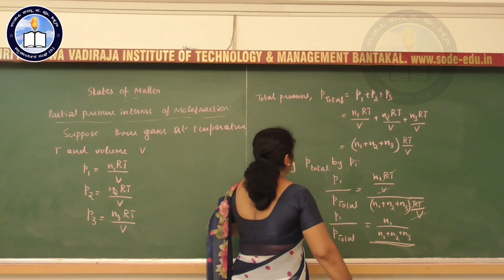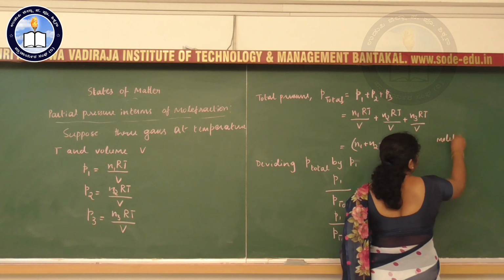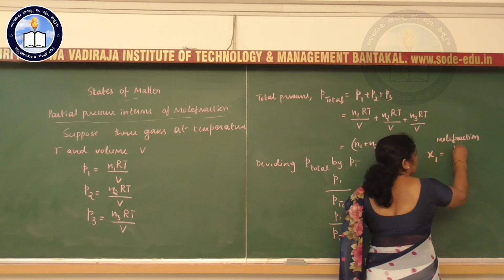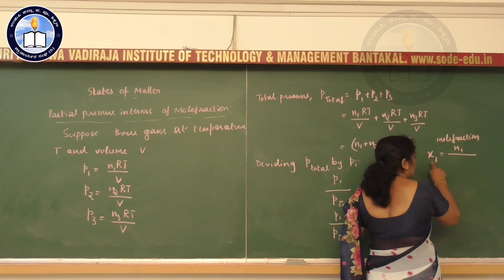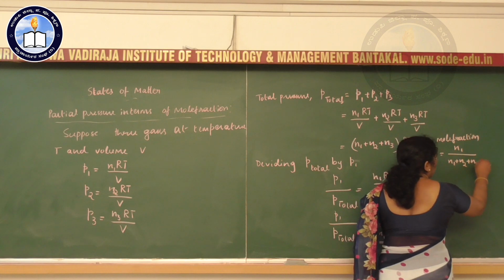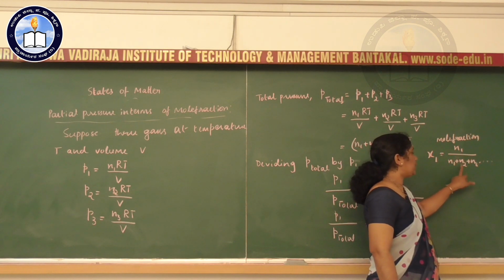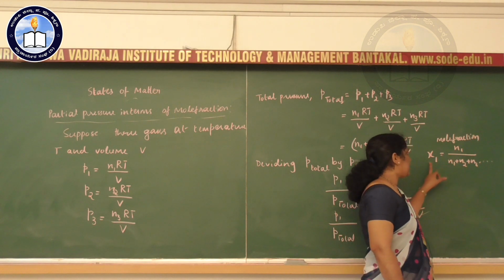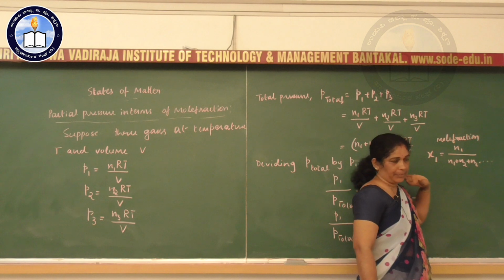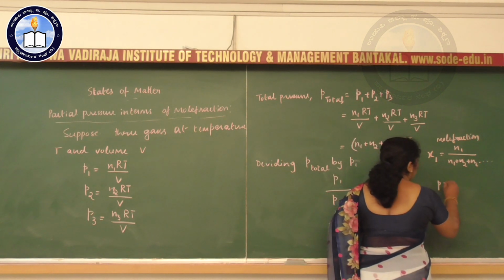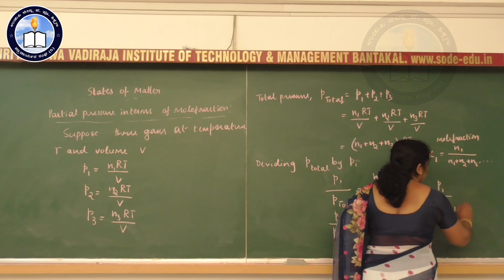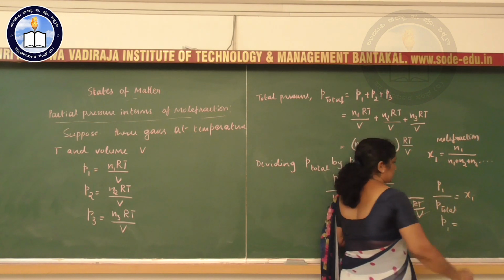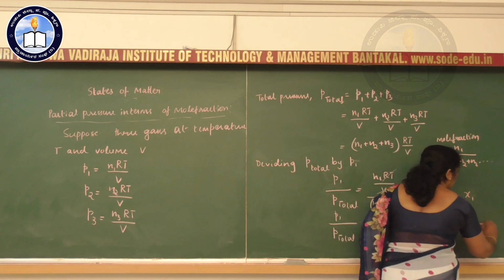Under the first chapter, we have studied that mole fraction is represented by the symbol X. X1 is equal to the number of moles of that component divided by the total number of moles of all components. So X1 is equal to n1 divided by n1 plus n2 plus n3. Similarly, X2 is equal to n2 divided by n1 plus n2 plus n3. Similarly, X3 is equal to n3 divided by n1 plus n2 plus n3. So substituting this here, we get P1 by P total is equal to the mole fraction of the first gas, or partial pressure of the first gas is equal to its mole fraction into total pressure.